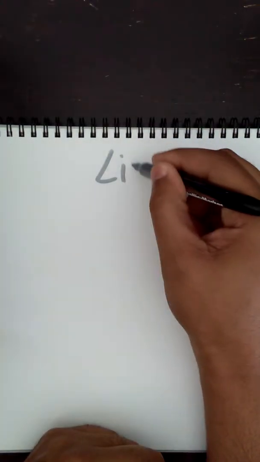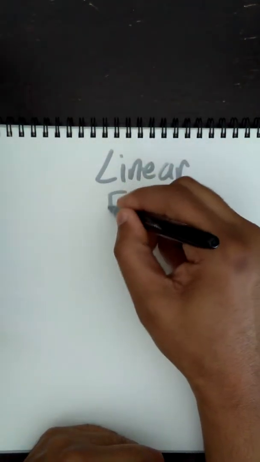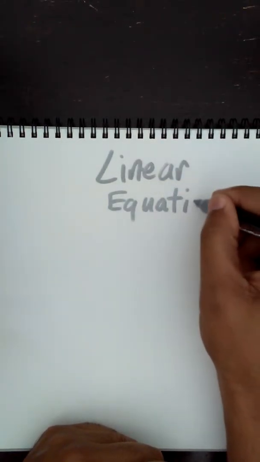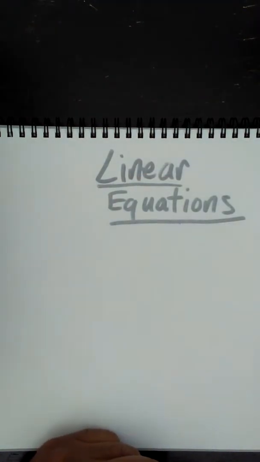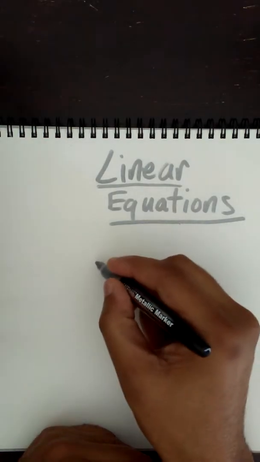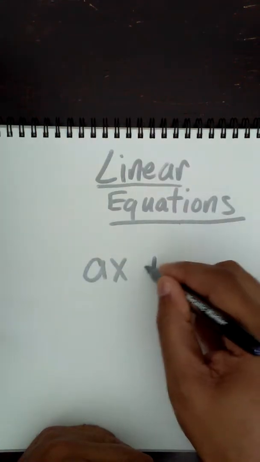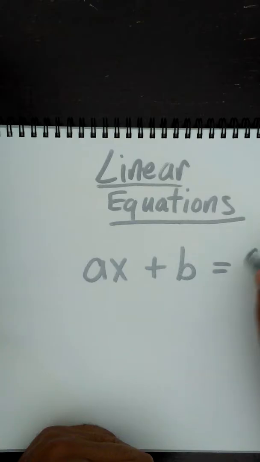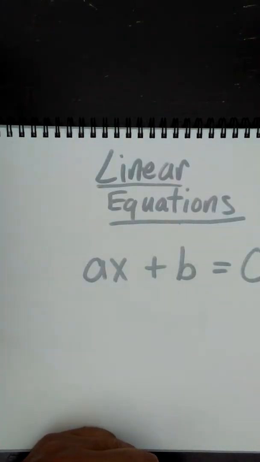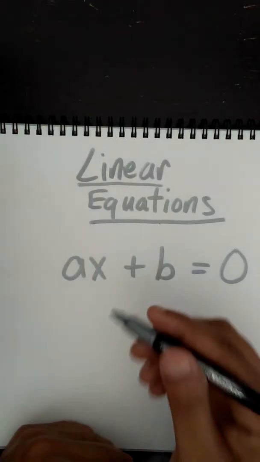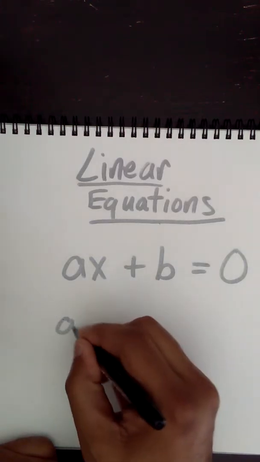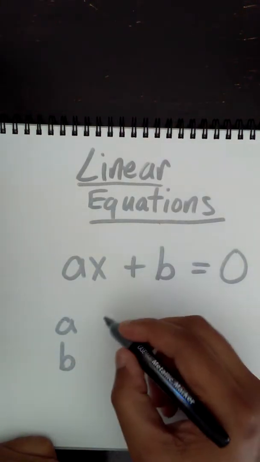Let's work on defining linear equations. A general definition of a linear equation is ax plus b equals 0, where a and b are real numbers.